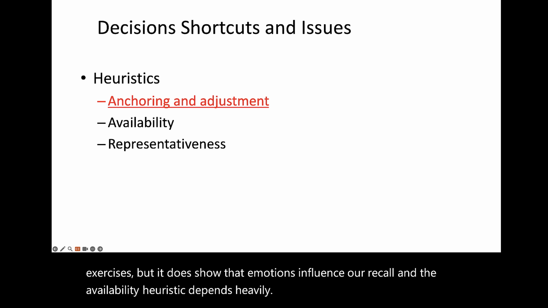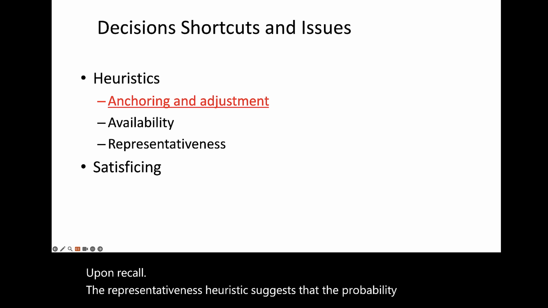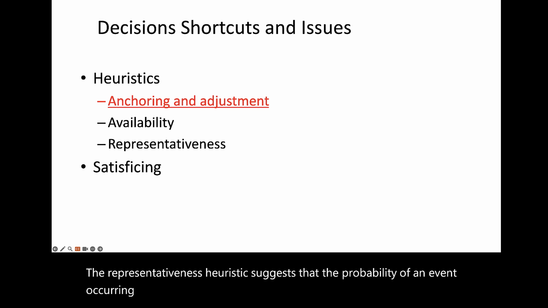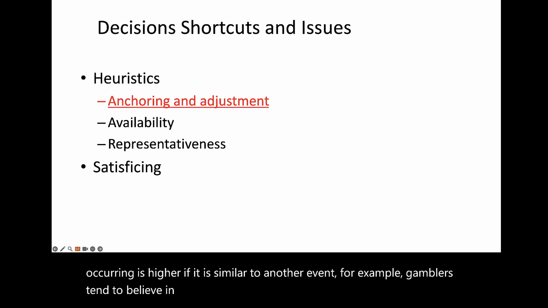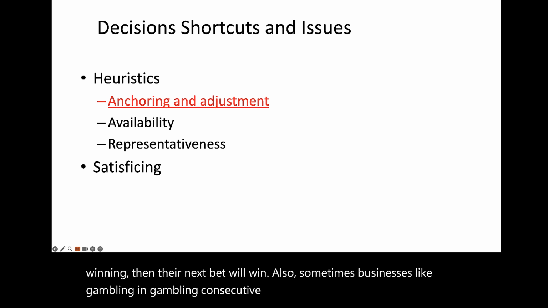The representativeness heuristic suggests that the probability of an event occurring is higher if it is similar to another event. For example, gamblers tend to believe in hot streaks. They believe that since their bets have been winning, then their next bet will win also. Sometimes businesses like gambling. In gambling, consecutive rolls of the dice are unrelated to each other. Be careful about gambling with company resources.